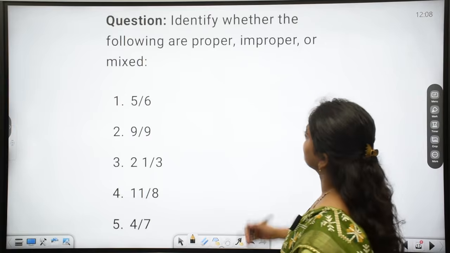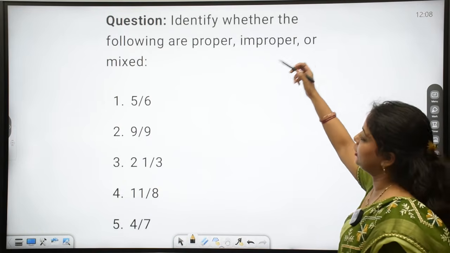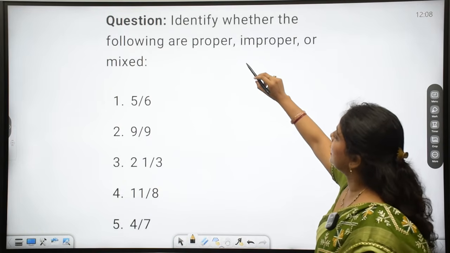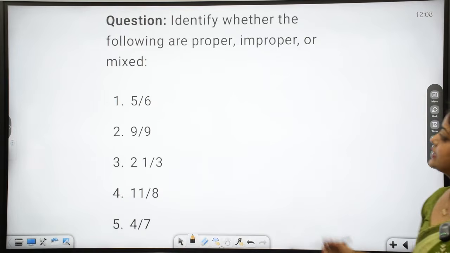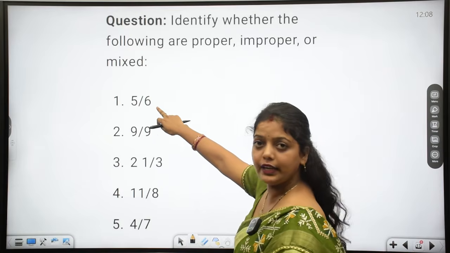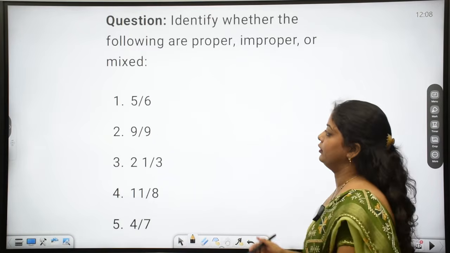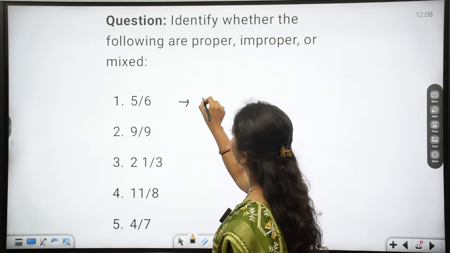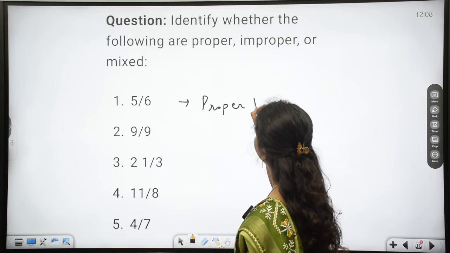Now let's practice some examples. Here you have to identify which of the fractions are proper, improper or mixed. So let's see. In the first one it is written 5 by 6. So the numerator is smaller than the denominator, so we will call it a proper fraction.